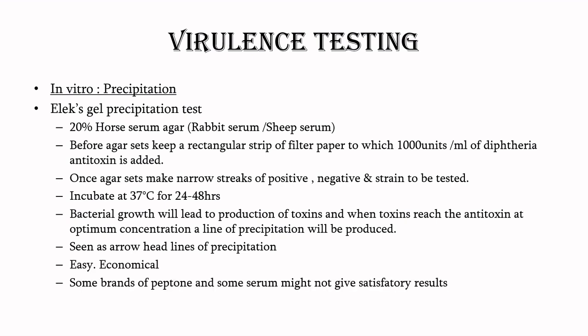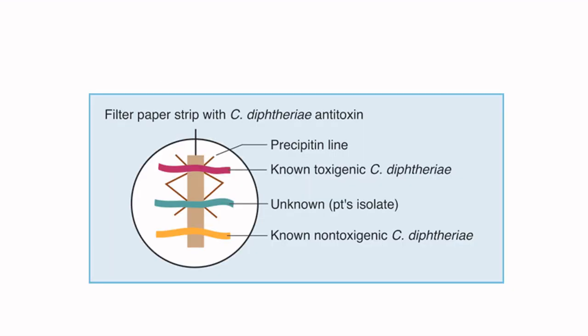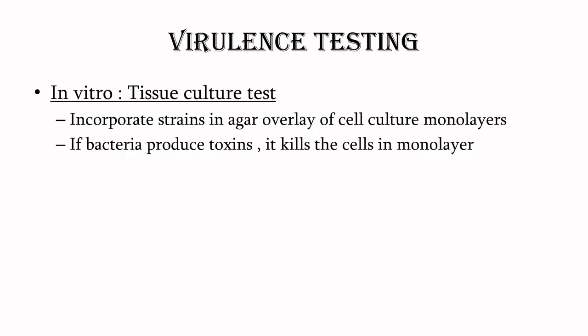It's kind of easy, better to use, and it does not affect the animals. But some brands of the peptone can be a little bit interfering with this particular test. So this is the representative picture just to show how the test is done and how the streak lines are drawn for Elek's gel precipitation test.